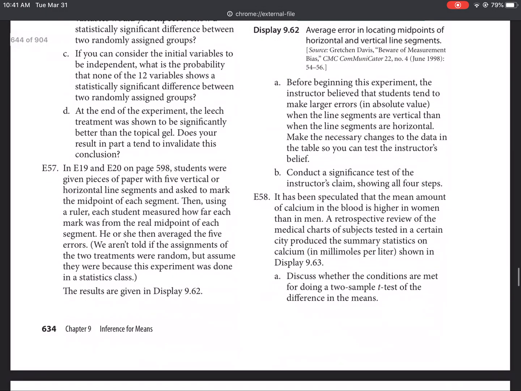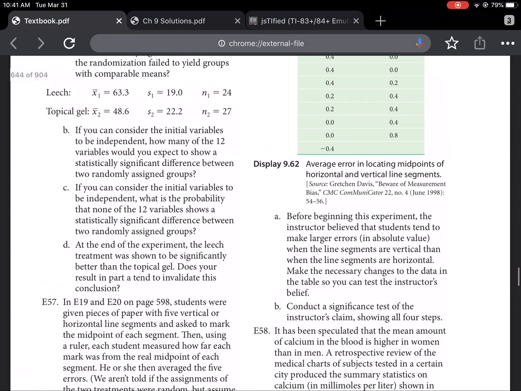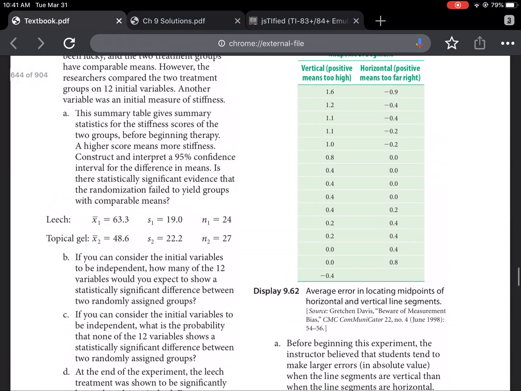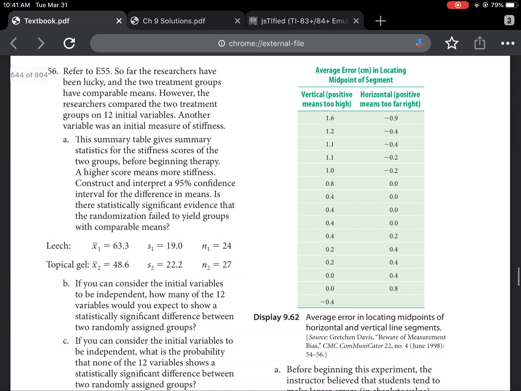All right, the next question you were assigned was number 57. We're once again looking at the statistics students who were given the task of trying to find the midpoint of a piece of paper, I suppose, and it was either placed vertically or horizontally, and then all they had to do was just try to place the midpoint. Now, you'll notice that the results once again give us two different sample sizes. That is okay, not a big necessity.